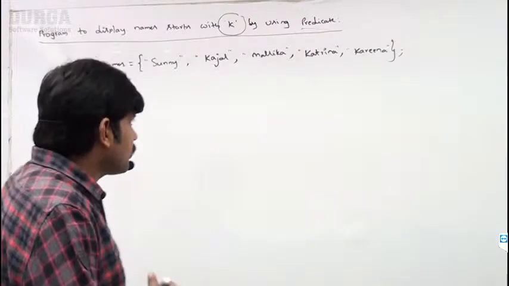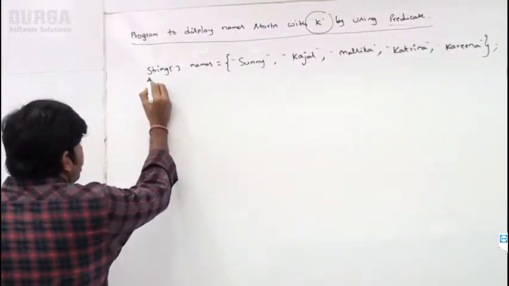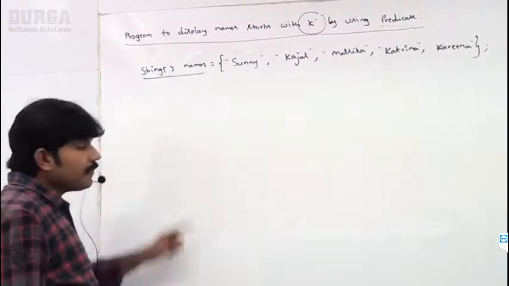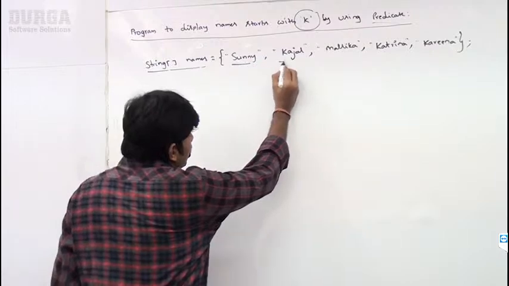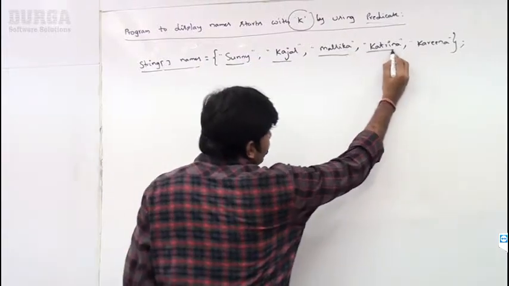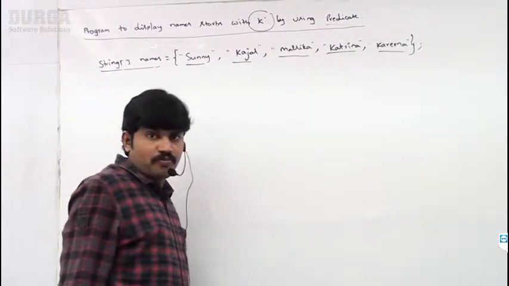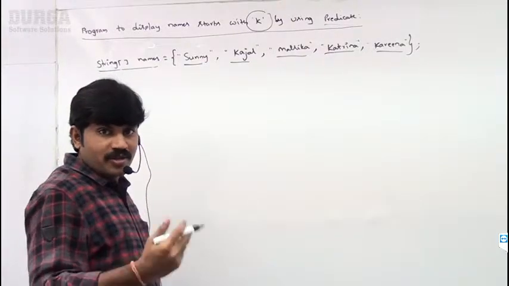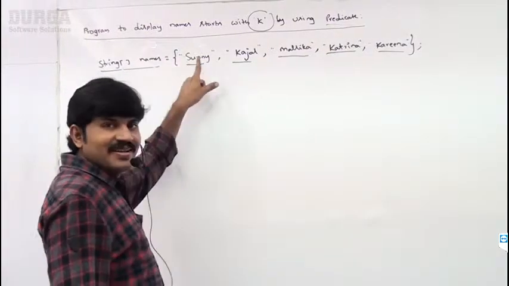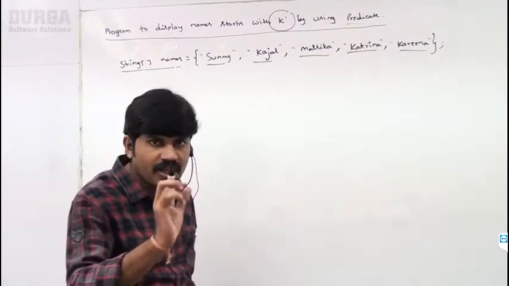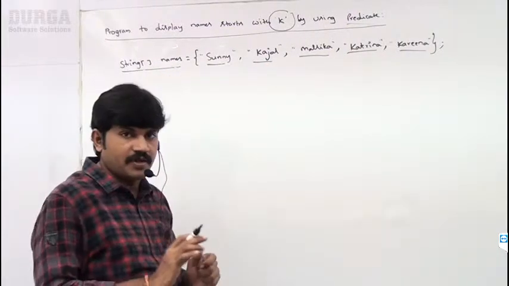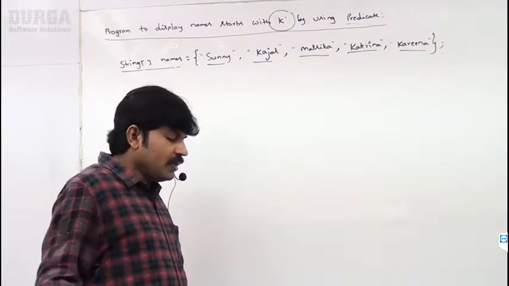Now what is my list of names available? Have a look at the string array names. I have a string array names: Sunny, Kajal, Mallika, Katrina, and then Karina. The topmost heroines, do you know? Topmost celebrities in India. Like this, we have a group of names, an array of names available, right?